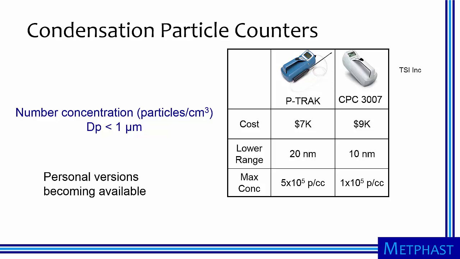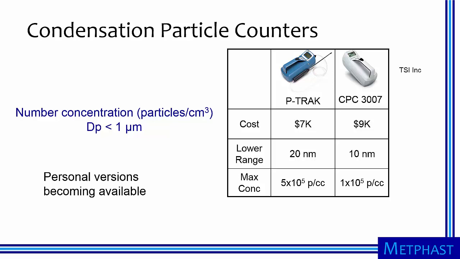There are different versions that are on the market. From TSI Incorporated, for instance, there's a P-Trak. Cost is around $7,000, has a lower size range of 20 nanometers and a maximum concentration of 500,000 particles per centimeter cubed.